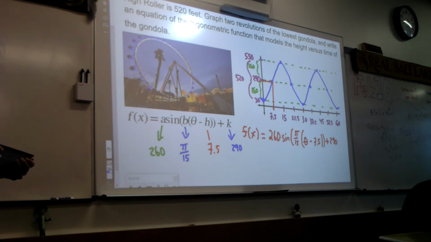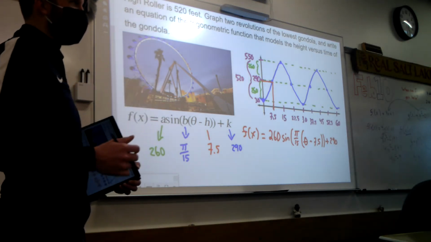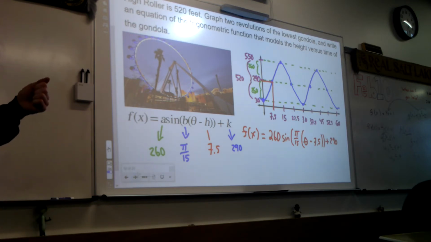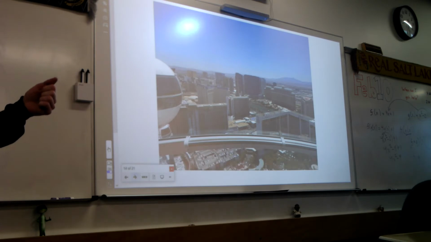Okay, and then if you wanted to, how could you check your work? You graph it. It matches. We're happy, okay? Cool. I'm not really going to do that right now because I want to get to our next activity. What we're going to do now is see, do we see this in other areas besides Ferris wheels? And the answer is absolutely.